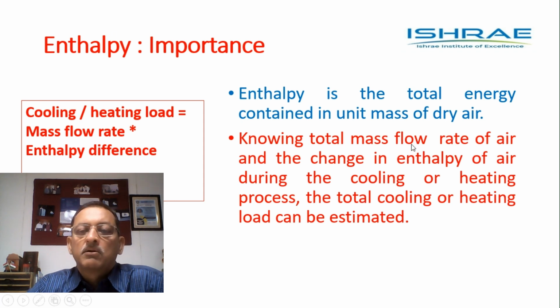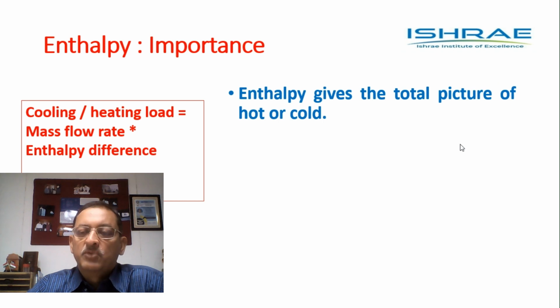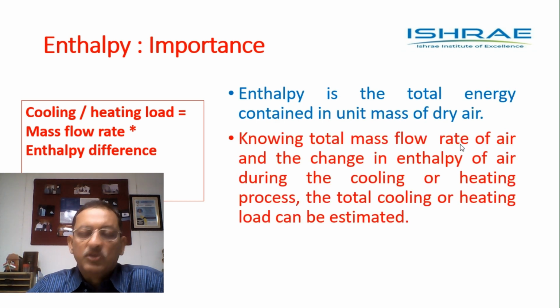Knowing the total mass flow rate, now the question comes: why are we interested in enthalpy? If we know the enthalpy difference between two points, there are a lot of psychrometric processes that take place, and in any one of them, if we know the initial point and the final point and the difference in enthalpy between these two points, then if we multiply it by the mass flow rate, we will get the heating load or cooling load, whichever it is. So if M represents the mass flow rate, then M multiplied by delta H, which is the difference of enthalpy, will give me the value of Q, that is the quantity of heat that needs to be supplied or the quantity of heat that needs to be removed.